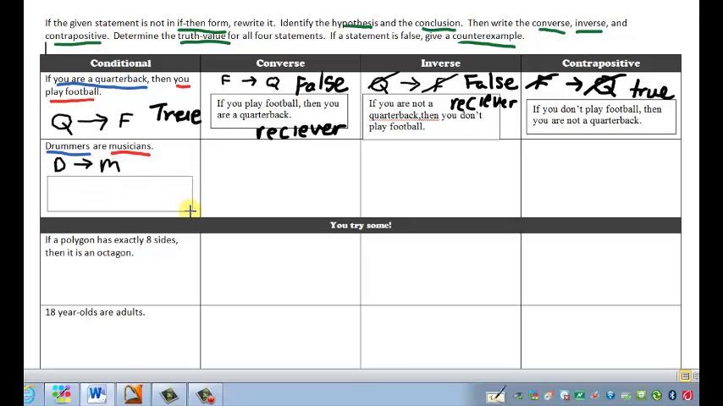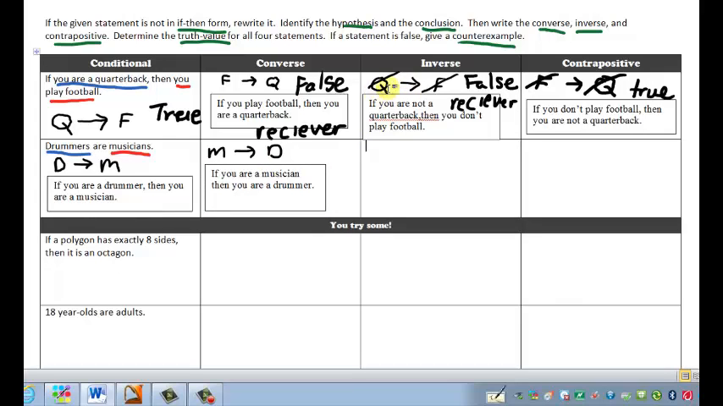So we want to write it out in a complete sentence. Okay, let's get ready to switch some things around now. So the converse, again, we're going to switch the hypothesis and the conclusion around. We're going to put the M implies the D. So to write that out, we want to say that if you are a musician, then you are a drummer.